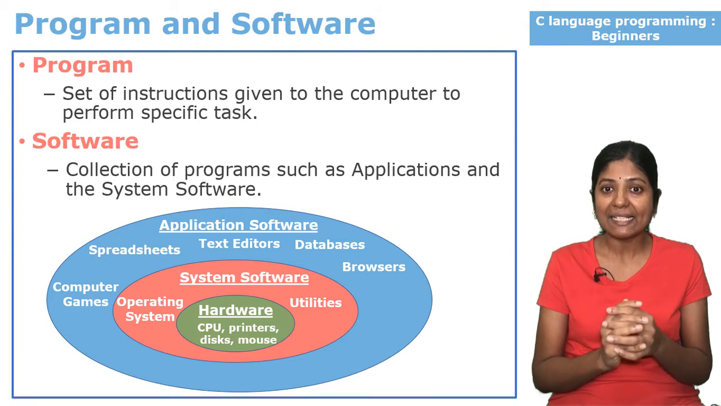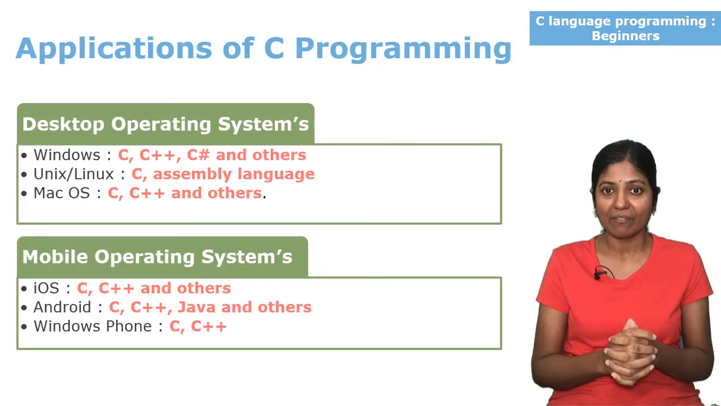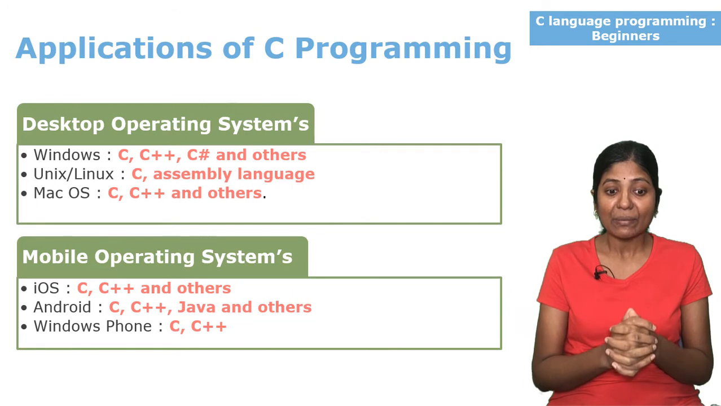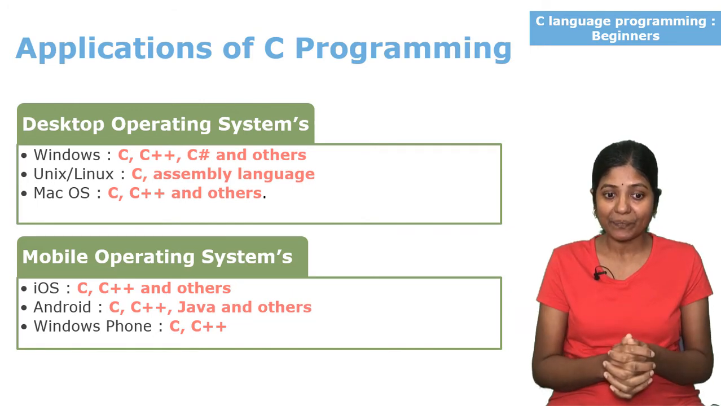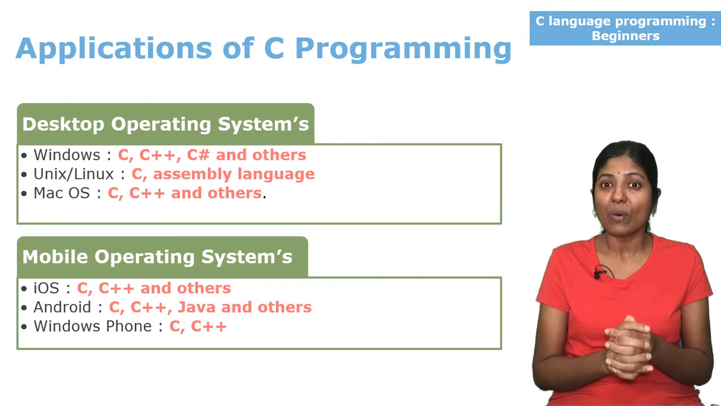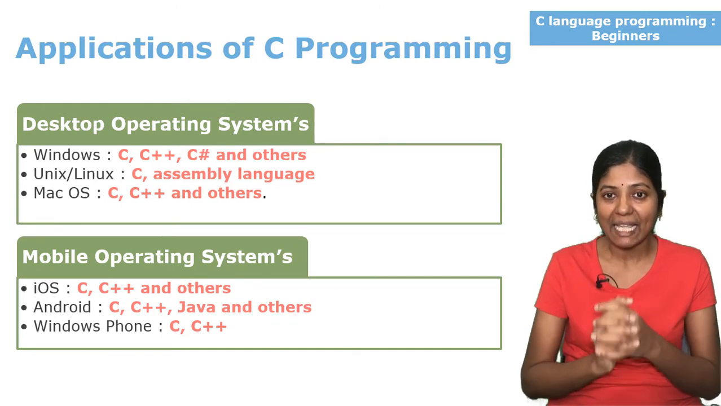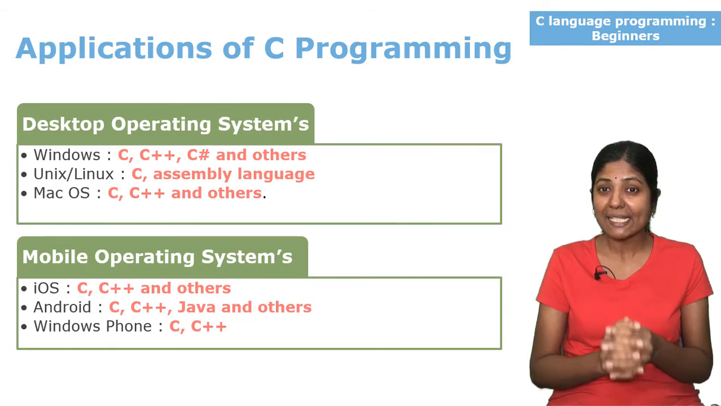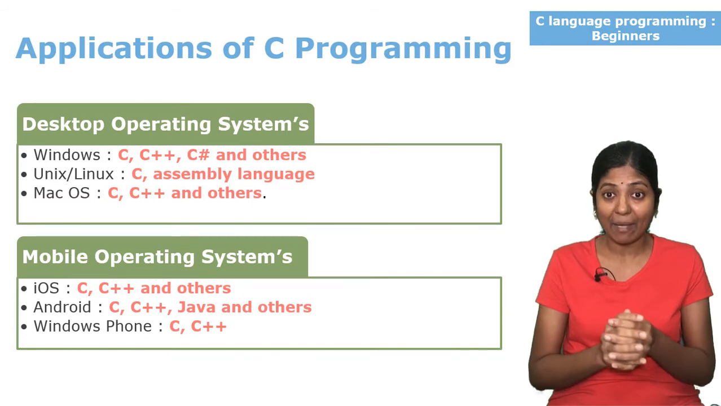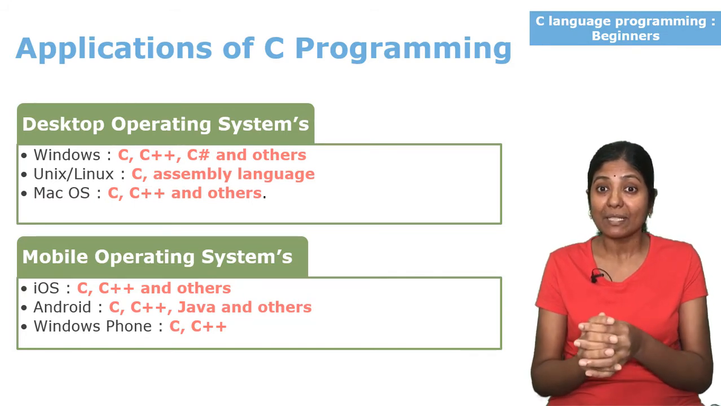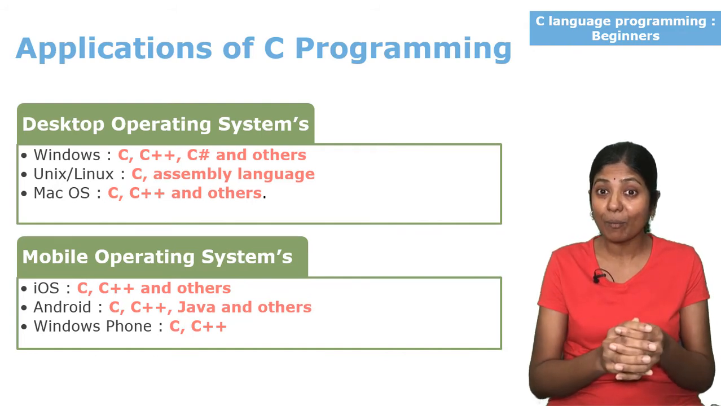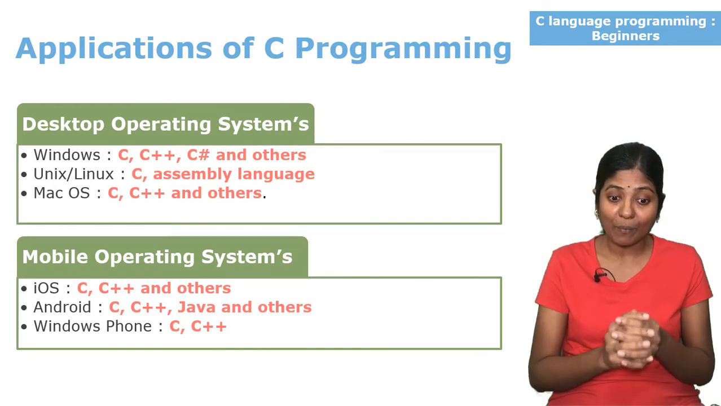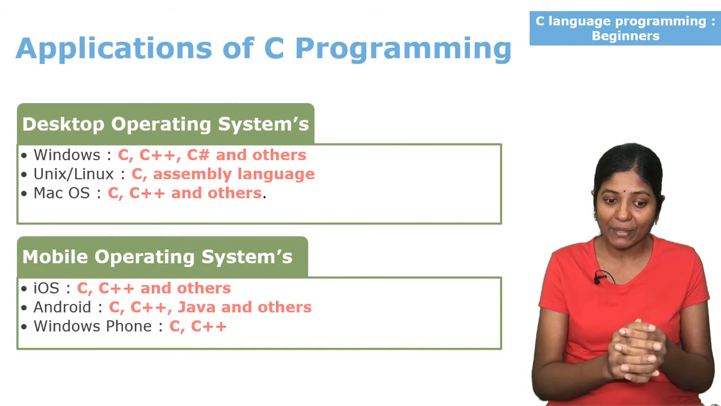programming language. Let's see. Desktop operating systems which you use, like in desktop PC or in the laptop, like Windows, Unix or Linux operating system and Mac operating system were developed using C language. Not only the desktop operating systems but also the mobile operating systems. It could be a mobile phone or a tablet or any other portable electronic device. We know the mobile operating systems like iOS, Android, Windows Phone. All these mobile operating systems are also developed using C language.